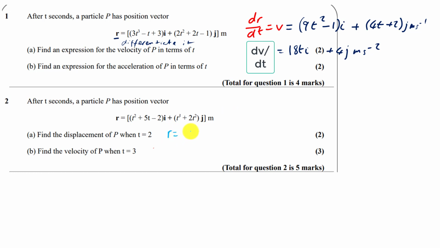So we're just going to substitute 2 in here, so that's going to be 2 squared plus 5 times 2 minus 2, and that's the i, plus t cubed, you do that for your method mark, plus, that's in a bracket, 2 times 2 squared, and then you're going to get a displacement of r equals 12i plus 16j. Any questions about that?